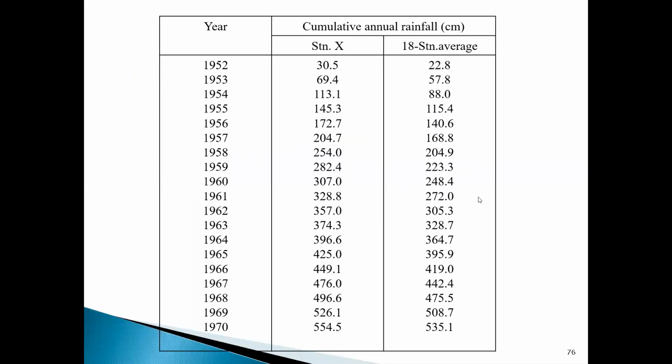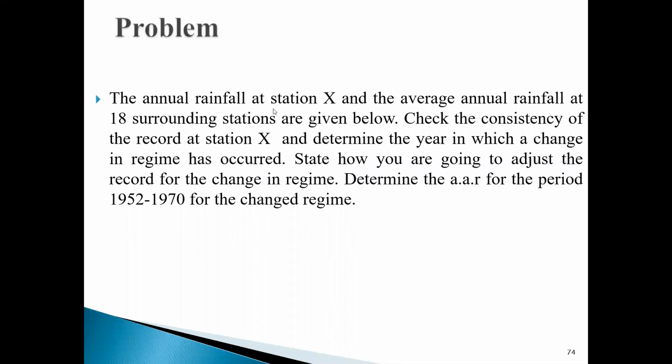So now, the annual rainfall at station X and the average annual rainfall at 18 surrounding stations are given below. Check the consistency of the record at station X and determine the year in which the change has occurred. State how you are going to adjust the record for the change in regime. Determine the average annual rainfall for the period 1952 to 1970 for the changed regime. So this is the given data.